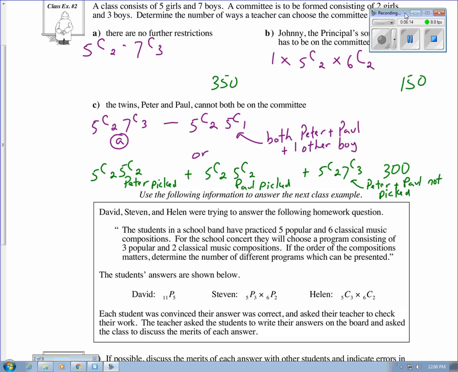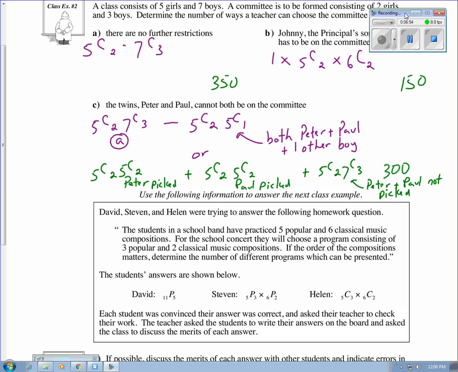If the twins, Peter and Paul, cannot both be on the committee, I can solve it in one of 2 ways. The top way is selecting all of the possibilities, which is like A, 5 choose 2, times 7 choose 3, minus the committee where both Peter and Paul are on the committee plus one other boy. So Peter and Paul have been selected. That means my selection of boys is down to 5. I must choose one other one. And that will be the condition where only one of them will be on the committee.